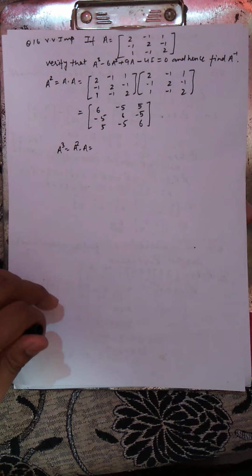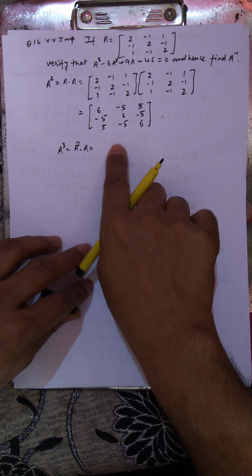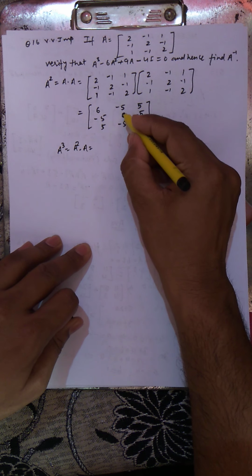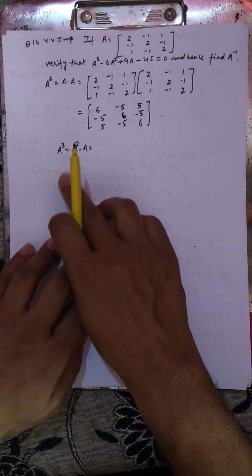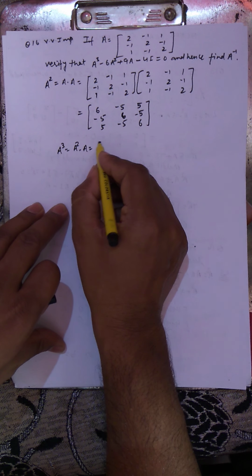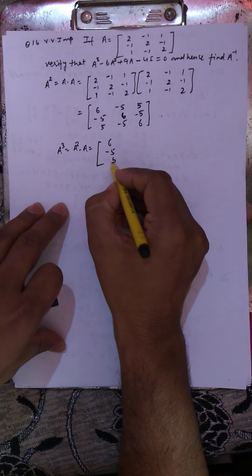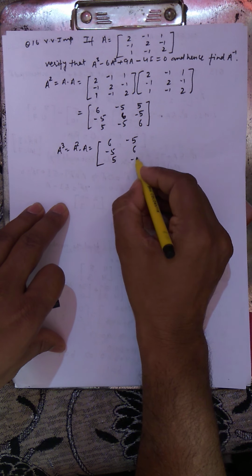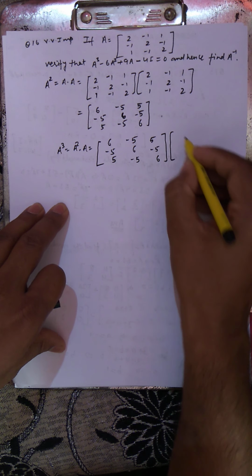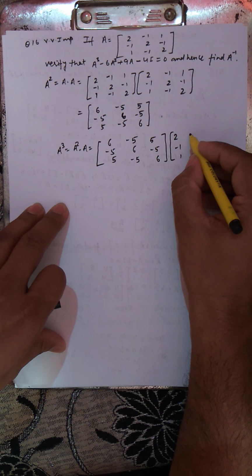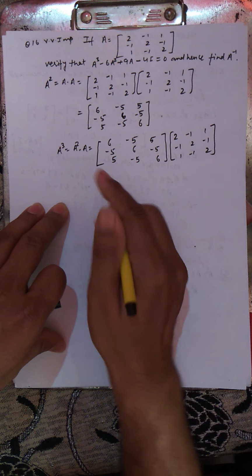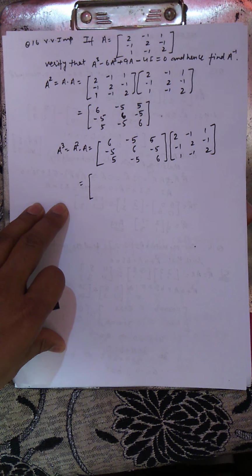Now we'll find A square. Now we have found A square. This is 6 minus 5 5, minus 5 6 minus 5, 5 minus 5 6. Now we have to find A cube. So A cube is actually A square into A. So A square we have found now: 6 minus 5 5, minus 5 6 minus 5, 5 minus 5 6. And A is 2 minus 1 1, minus 1 2 minus 1, 1 minus 1 2. So now we'll find the answer of A cube.